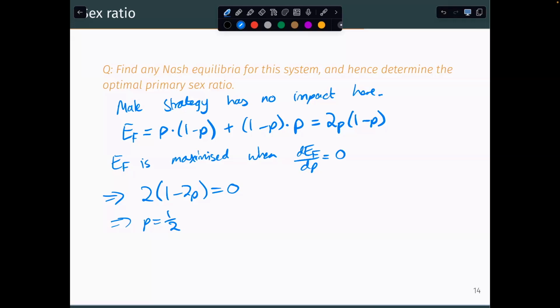So the whole point of this is that if you start overproducing sons, then there's an advantage to producing more daughters. If daughters are overrepresented, then there's an advantage to producing more sons. So this is a balancing effect that pulls you back to this half. Okay.